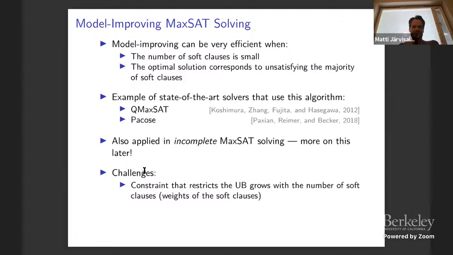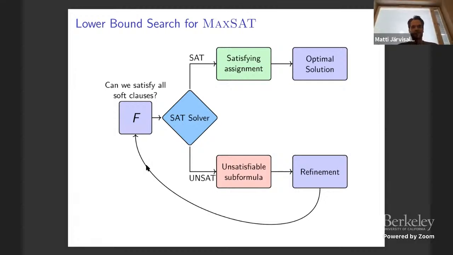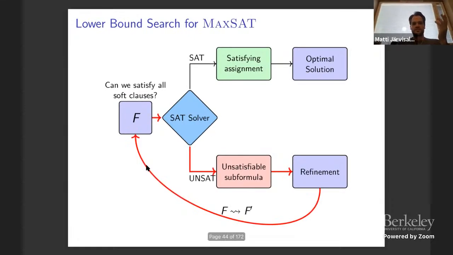Okay, but we'll turn now to core-guided. As a prequel to core-guided, which Jeremias will talk about more in a moment, let me just spell out that just like you can do model improving from the top down, you can go bottom up and do lower bound search. You would just go ahead and ask if you can satisfy all soft clauses. This is what you would do as the first step in essentially any MaxSAT algorithm that uses a SAT solver, because it is a very cheap first check.